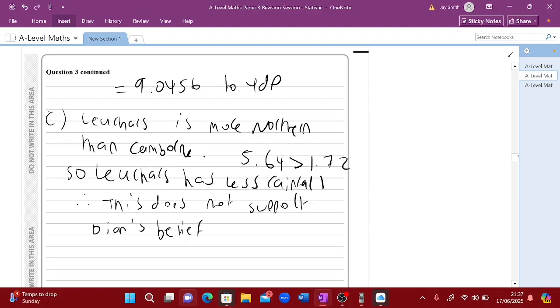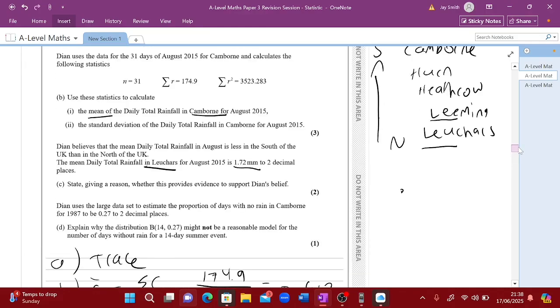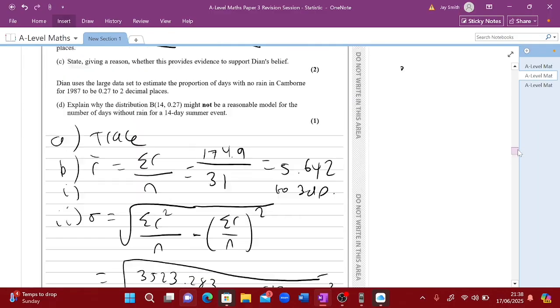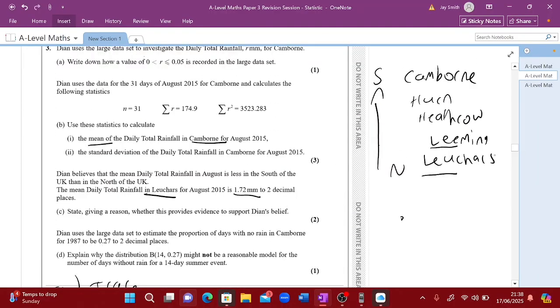Because, as we said, Leuchars is more northern, but she's saying more northern areas have more rainfall than the southern. But Leuchars has less rainfall than Camborne, so it doesn't support what she's saying. But yeah, that's it. You just need to learn the location, really. Again, you can use that rule of the alphabetical order to help, but really, that's too much.